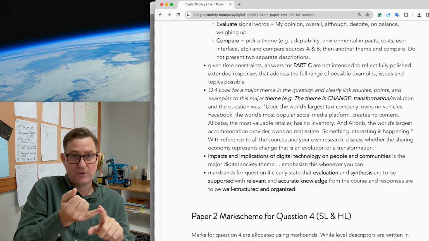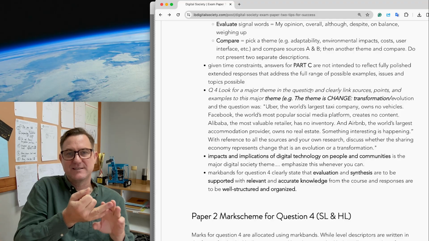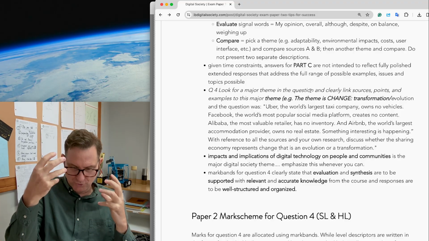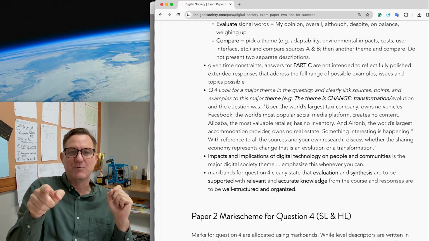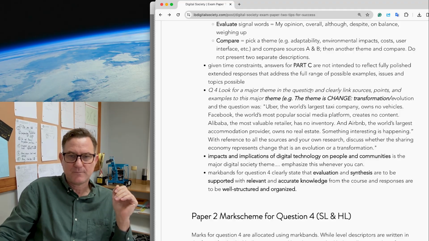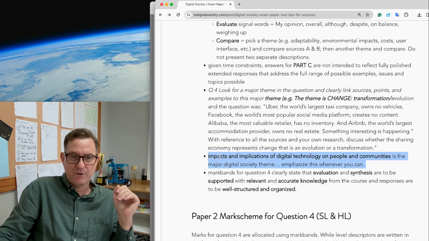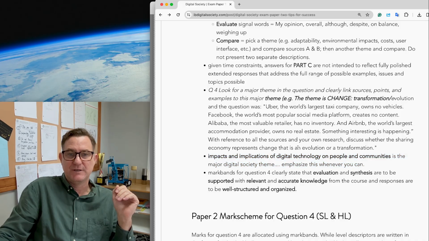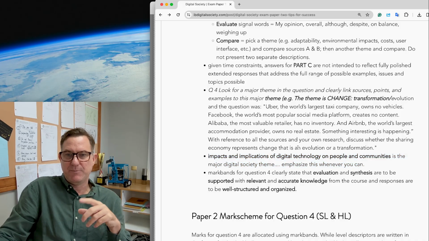So contexts and concepts, you need to have a good knowledge, because one of those themes will probably pop up in question 4.